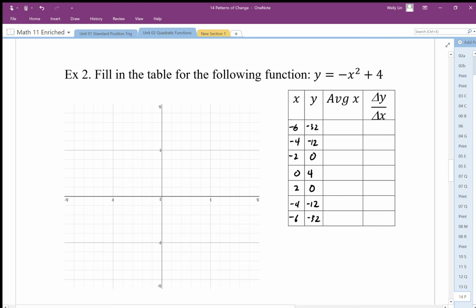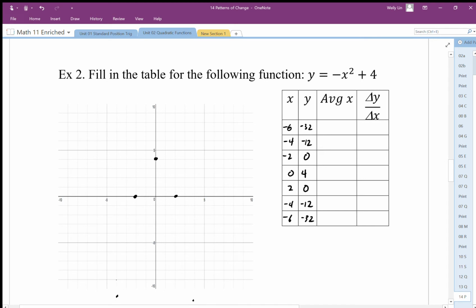Okay, so when we plot this out, we're not going to be able to quite fit this in, but 0 is 4. Negative 2, 0. So we have those points there. Negative 4, negative 12, so it's just going to be a little bit off here. So we're going to have this parabola looking something like that. And then we're going to find our rate of change.